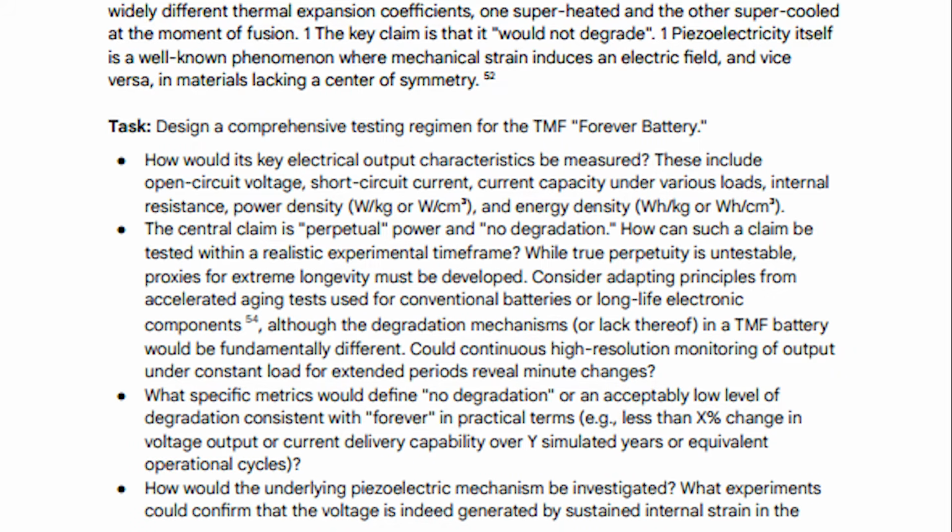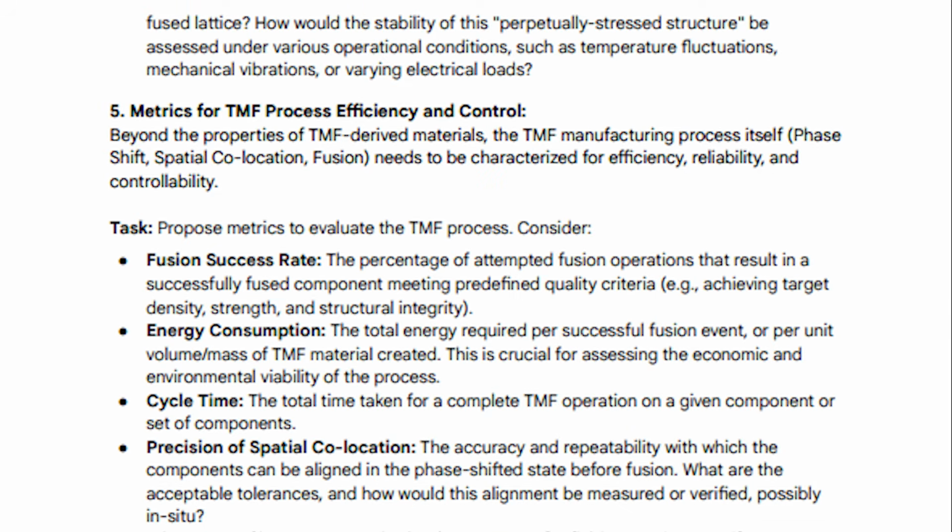How would the underlying piezoelectric mechanism be investigated? What experiments could confirm that the voltage is indeed generated by sustained internal strain in the fused lattice? How would the stability of this perpetually stressed structure be assessed under various operational conditions, such as temperature fluctuations, mechanical vibrations, or varying electrical loads?